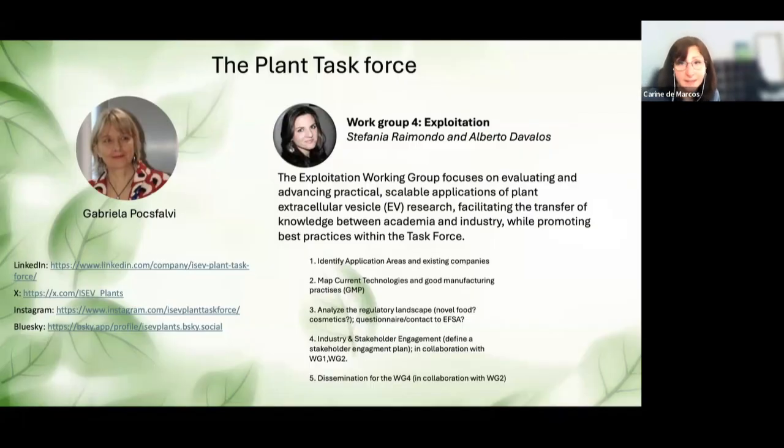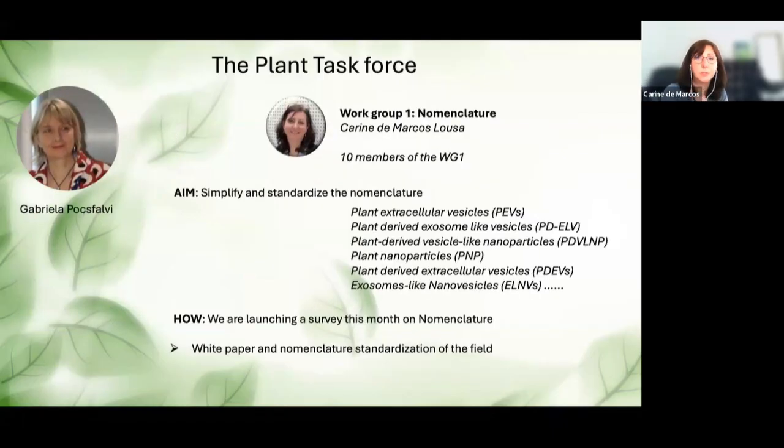So you will understand that this working group is working closely with the other working groups, and they are identifying companies and maybe analyzing the regulatory landscape for novel food and cosmetics, and engaging with stakeholders and industry, and working closely with working group 2 for dissemination. And this is early stages.